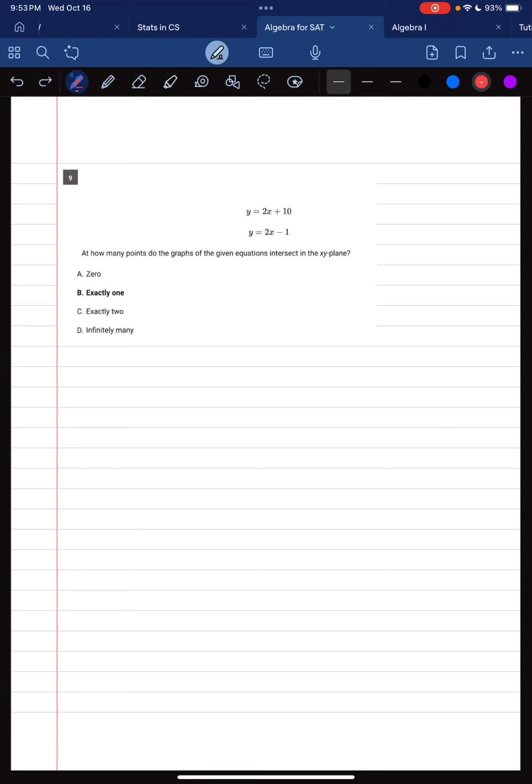Today we're going to be going over some of the commonly missed questions on the SAT. So let's start with this one. It says, at how many points do the graphs of the given equations intersect in the xy plane? So we can see that this problem is going to be dealing with systems of linear equations.